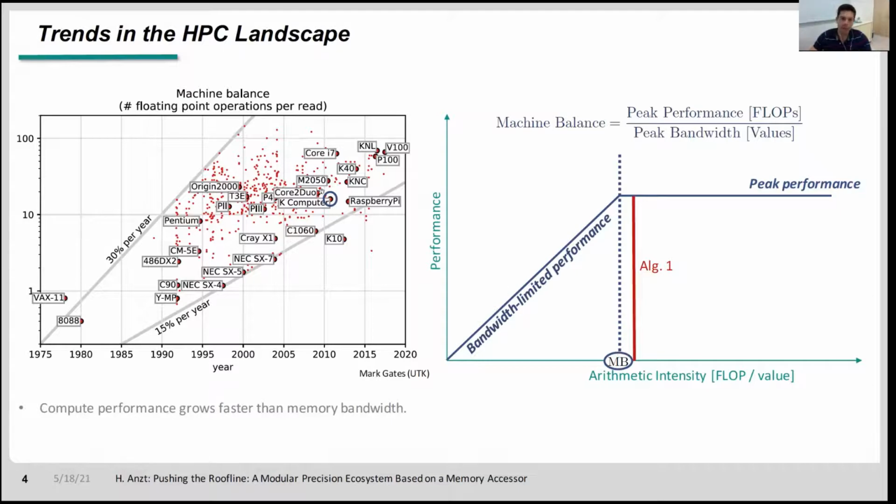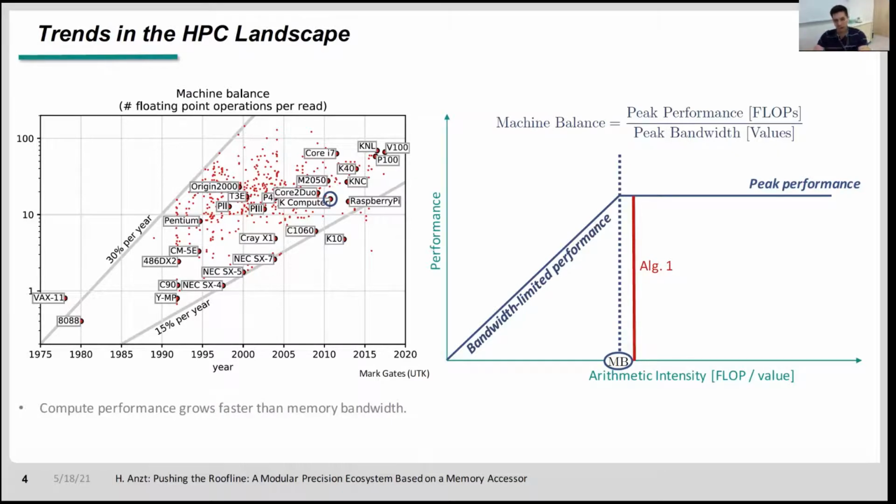The computer that I actually chose, or the processor that I chose, is the K computer, which was the fastest supercomputer in the top 500 list about 10 years ago. It was actually in Japan, and it was the predecessor of the Fugaku that is nowadays the fastest computer.